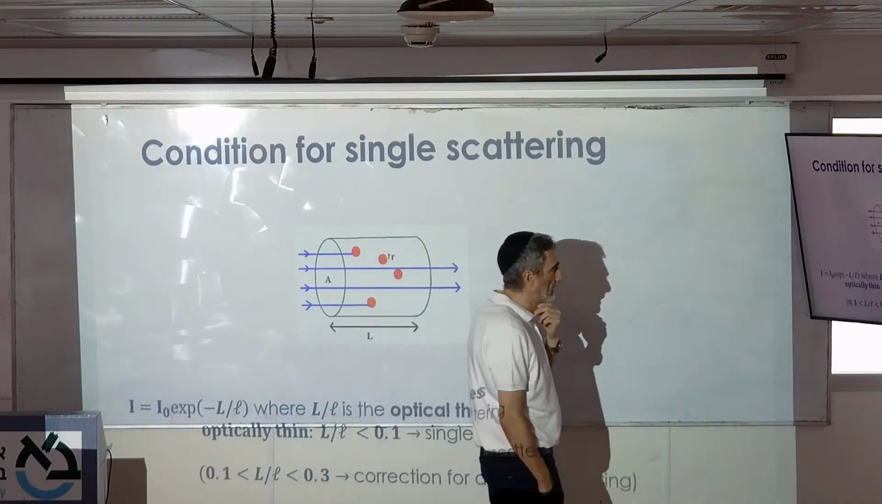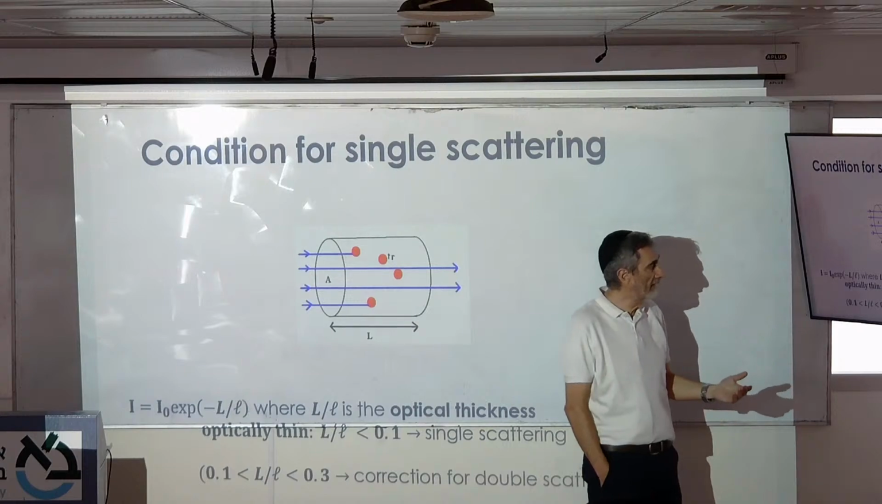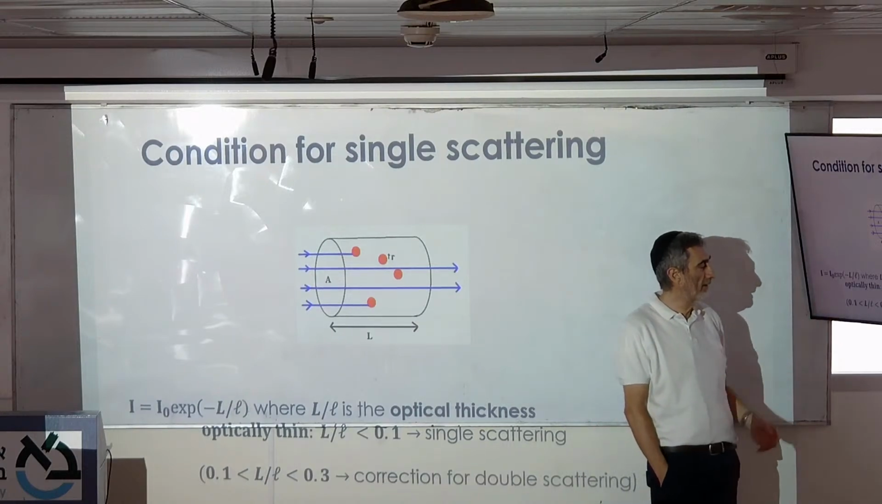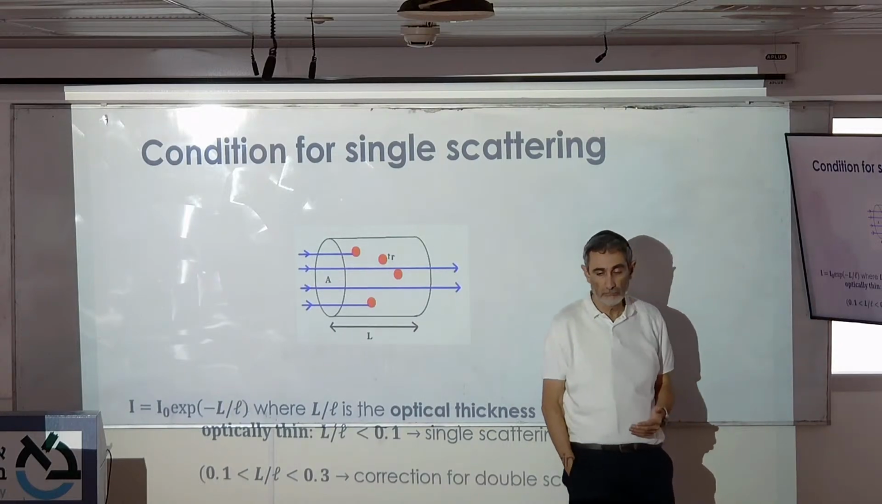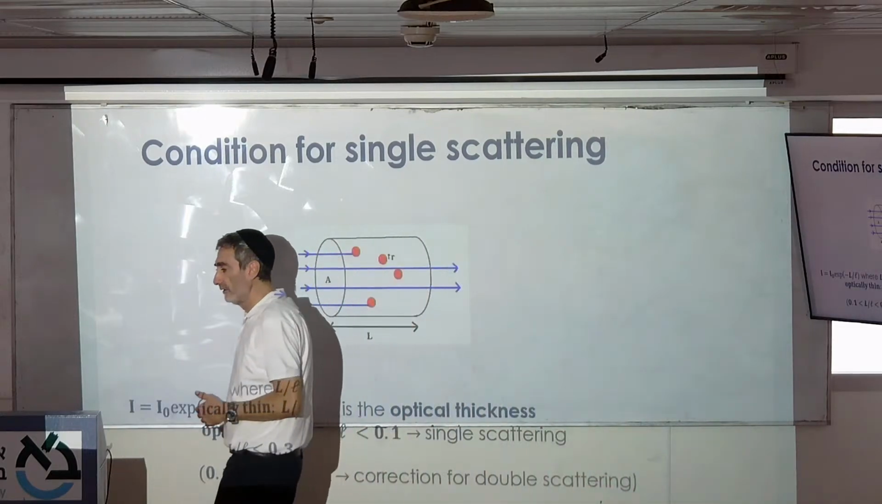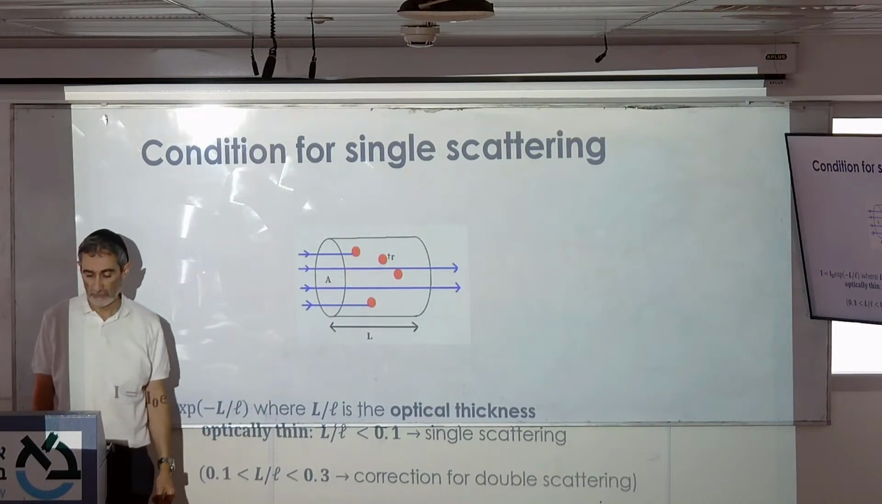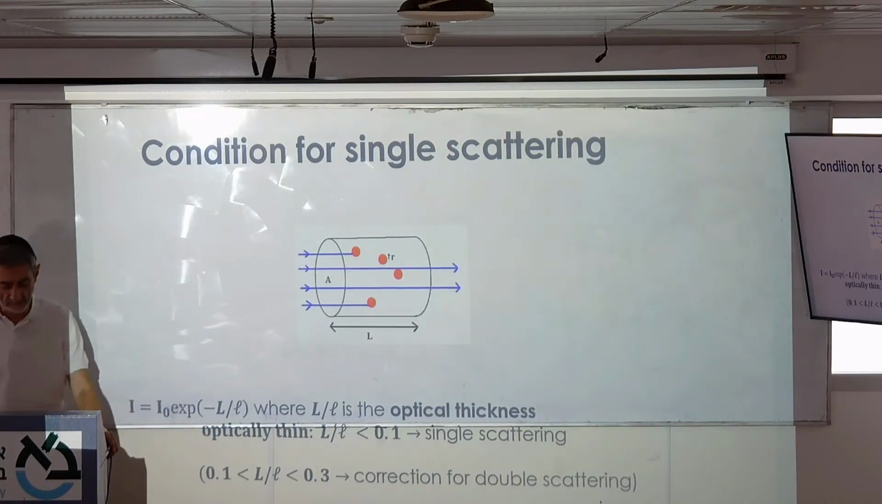Now, if you have a larger optical thickness, which is still small, then you have to start to put in corrections to introduce second scattering, third scattering, depending on this number. So we can have an expansion like that and describe the system.